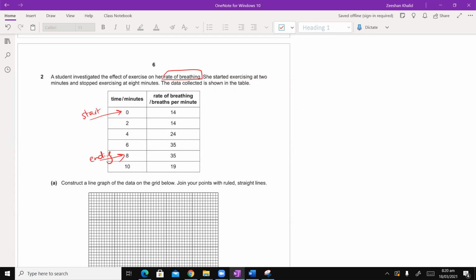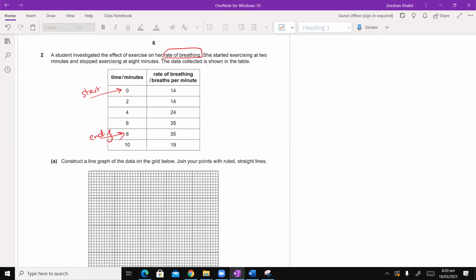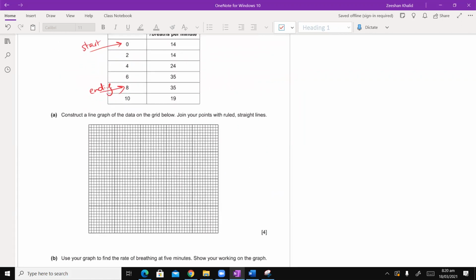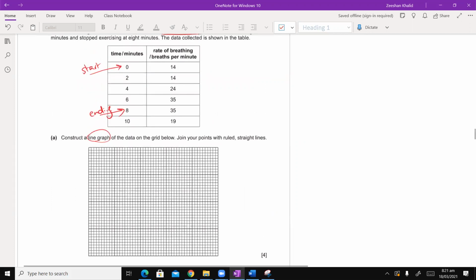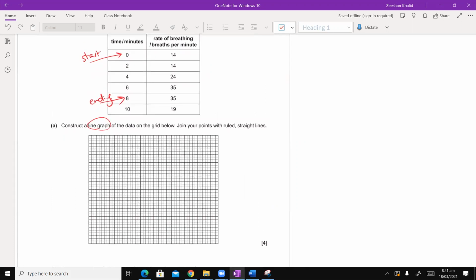The data collected is shown in the table. So you have time on the left hand side, and then you have rate of breathing, breaths per minute, on the right hand side. Now it says construct a line graph of the data on the grid below. Join your points with ruled lines. Now, there are 4 marks and I want to show how the marks are distributed. First of all, with your eyes open, label the x axis.